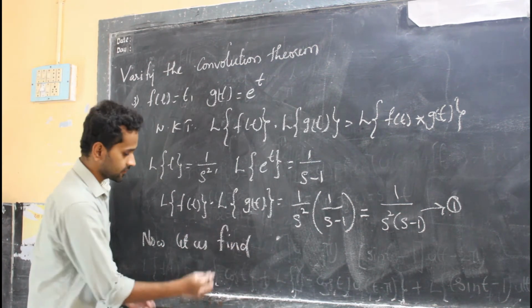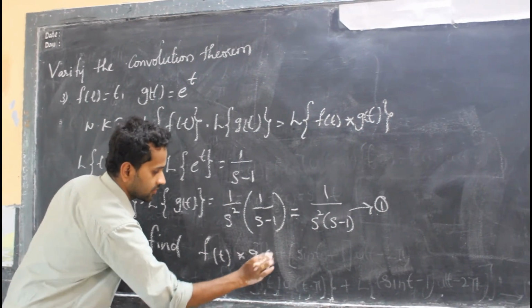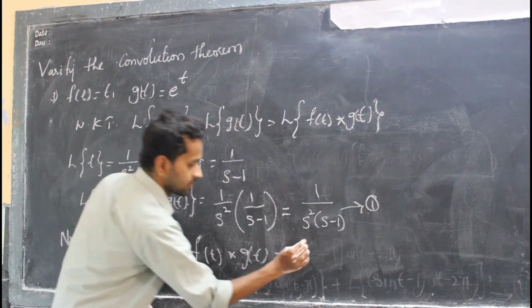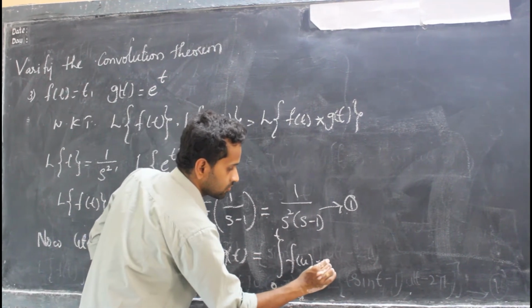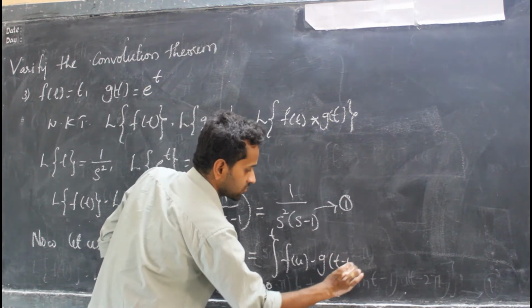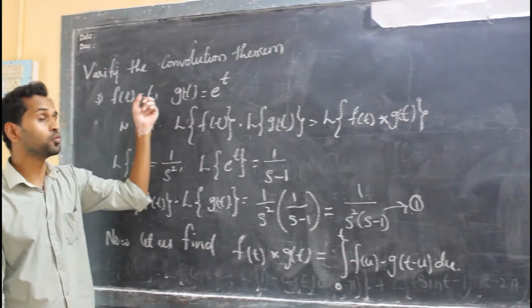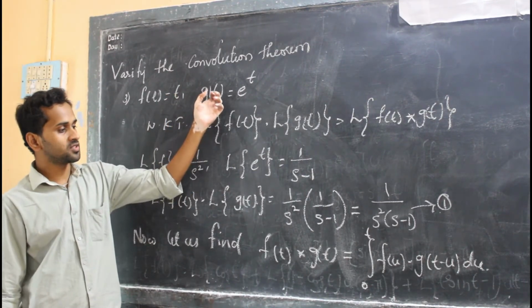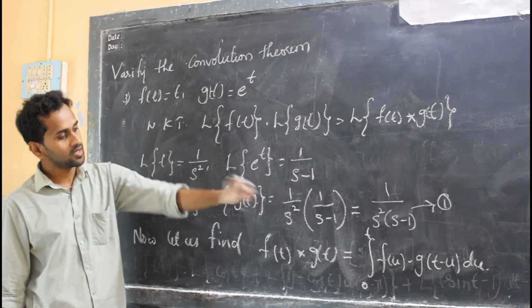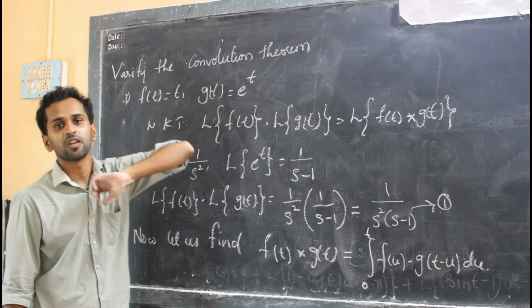Now let us find that f of t star g of t. So what is the formula we have here? Integral 0 to t f of u into g of t minus u into du. Now what is my f of u here? It is u. Wherever t comes, I should replace it by u. In g of t, wherever t comes, I should replace it by t minus u. So g of t minus u becomes e to the power of t minus u here.